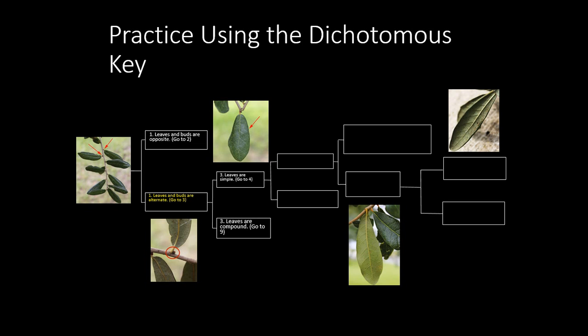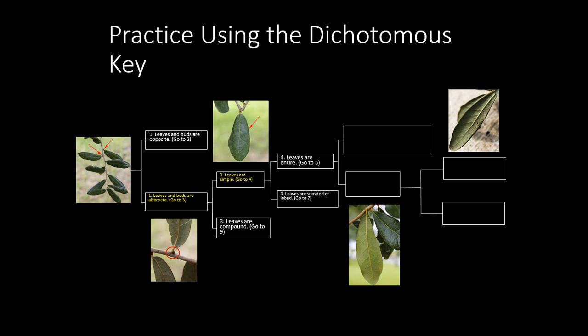And are the leaves simple or are they compound? And this one is really easy. There's only one leaf, so it's simple. And we can tell that it's simple because if you look where the petiole attaches to that woody stem, there's a bud there, so that is the end of the leaf. So there's only one leaf on there, one leaflet. So this is a simple leaf.